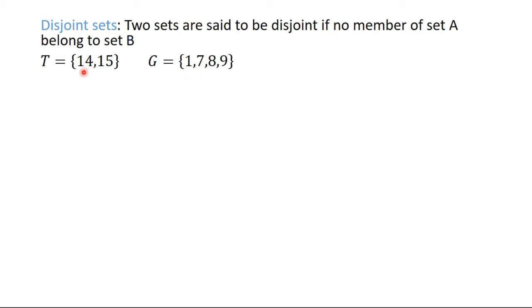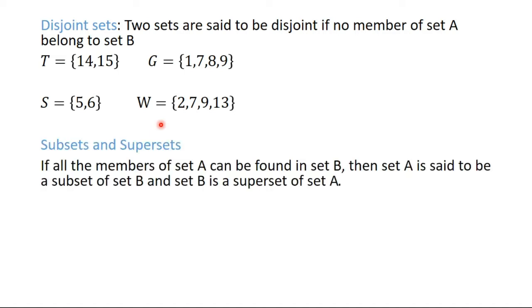Now, no member in set T belongs to set G, and no member in set G also belongs to set T. So we say that set T and set G are disjoint sets. It's the same with set S and set W. They have no member in common, so they are said to be disjoint sets.